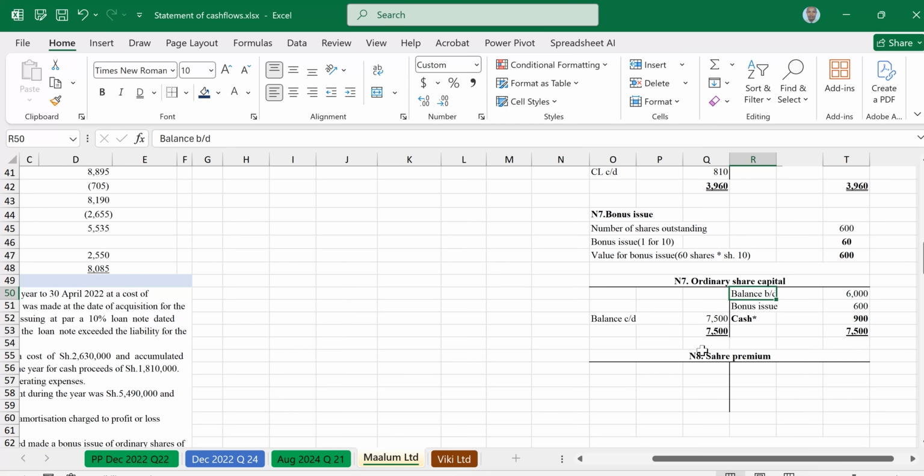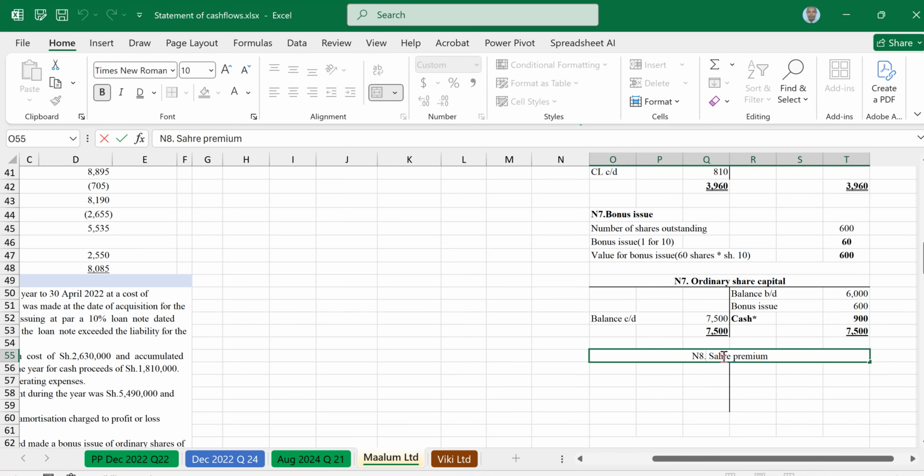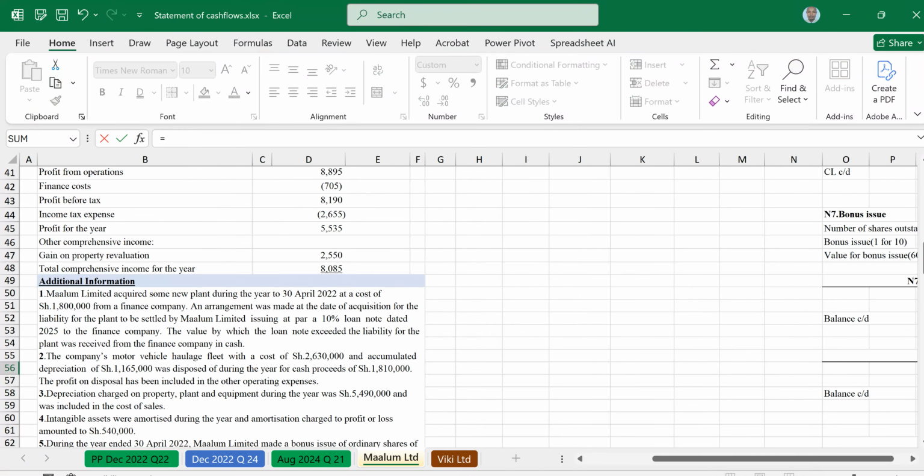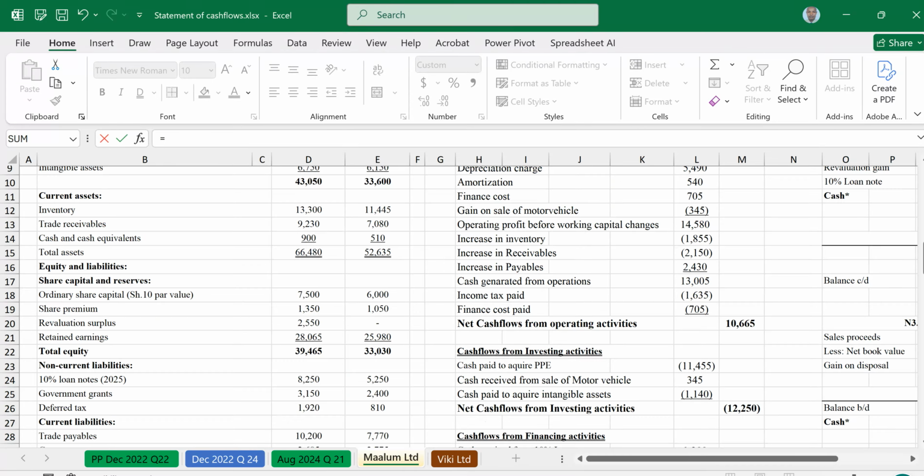We do a share premium. We'll be doing a share premium. The balance brought down on share premium is 1050.